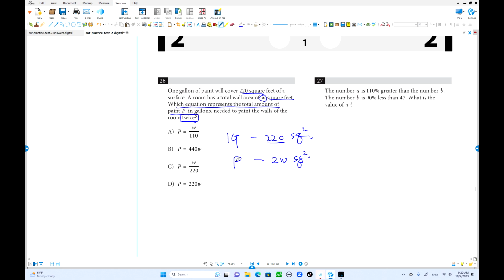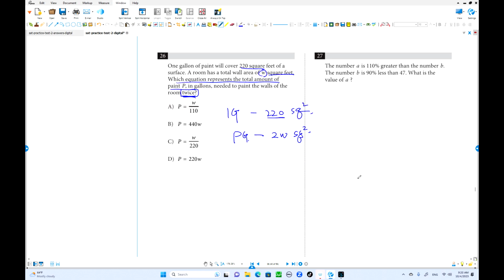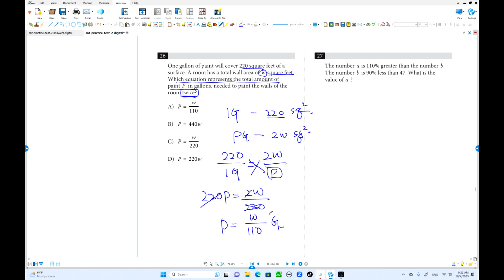Now how many gallons? P gallons, okay? So you can use a proportion or it doesn't matter. So 1 gallon, 220 square feet per 1 gallon. Okay, 2W, how many gallons? Cross multiplication, okay? 220 times P equals 2W. So you can divide by 220. The number of P is what? Divided by 2 is what? W over 110 gallons, okay? So choice A is the answer.